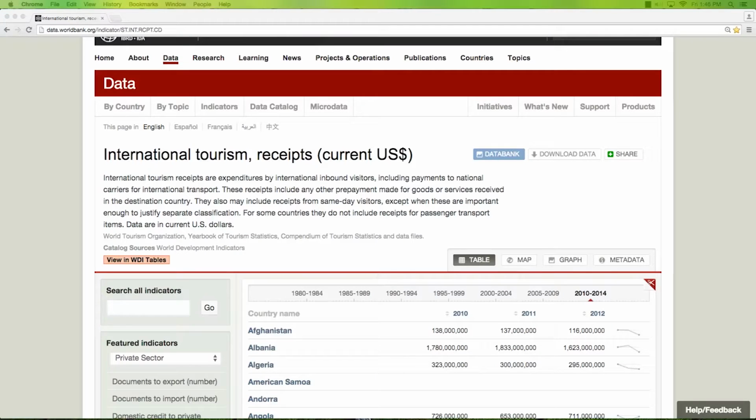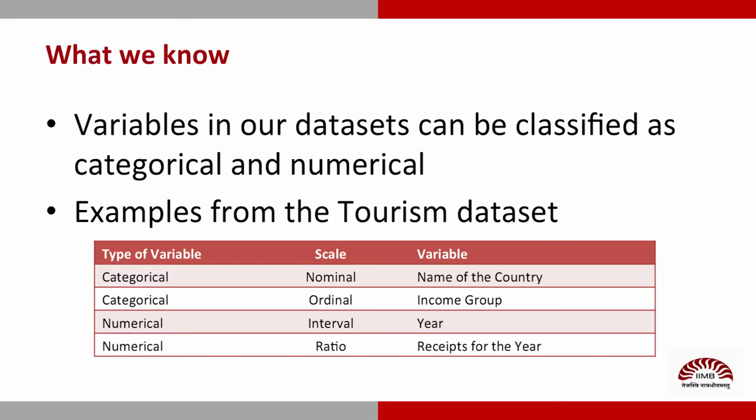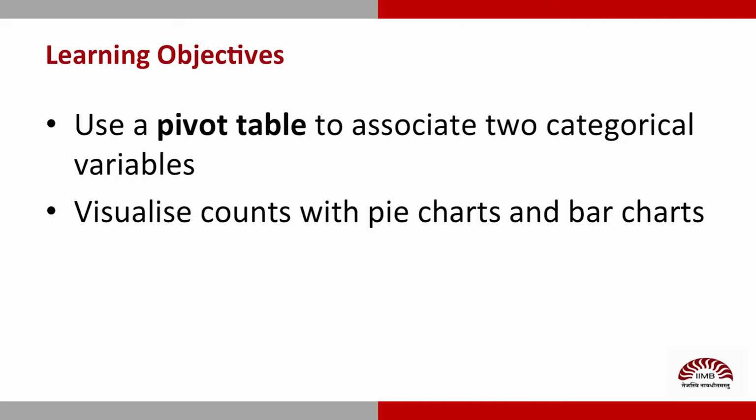We continue to analyze a tourism receipts dataset that we have downloaded from the World Bank website. In this segment, we'll learn how to analyze such categorical variables and present our results using visual charts. Along the way, we'll discover a powerful tool to summarize categorical variables called a pivot table.